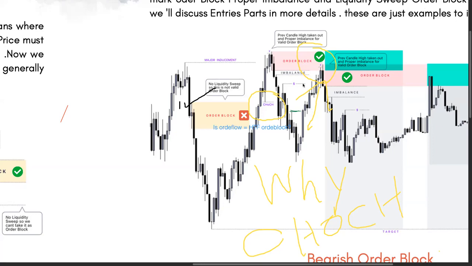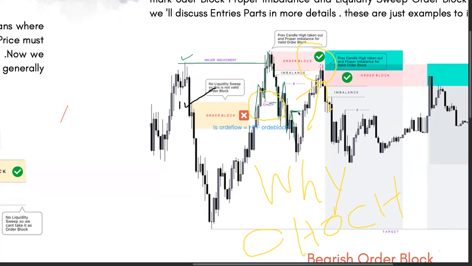Why CHoCH? Because the previous inducement was taken out. Correct. It means this is a higher time frame inducement here. When the market takes out the inducement, we usually wait for the lower time frame CHoCH, BOS for the sell. And why this one CHoCH? Because this candle took out the previous candle low, and this became a valid pullback here like this. The market broke this one, CHoCH, and we are waiting here for the sell. So when can we sell? After taking out the lower time frame inducement, okay, like this.